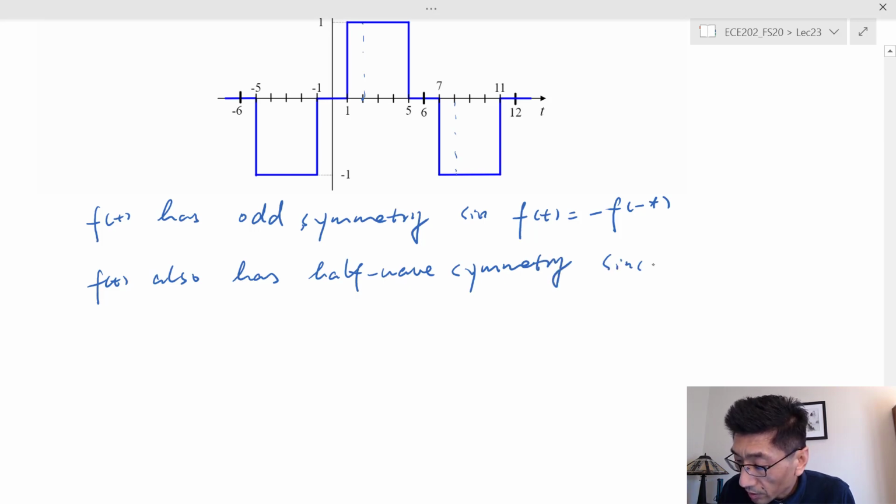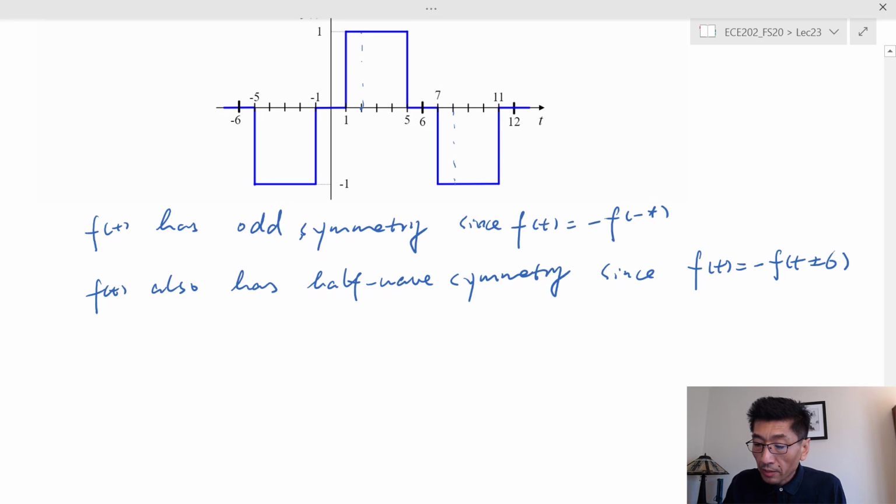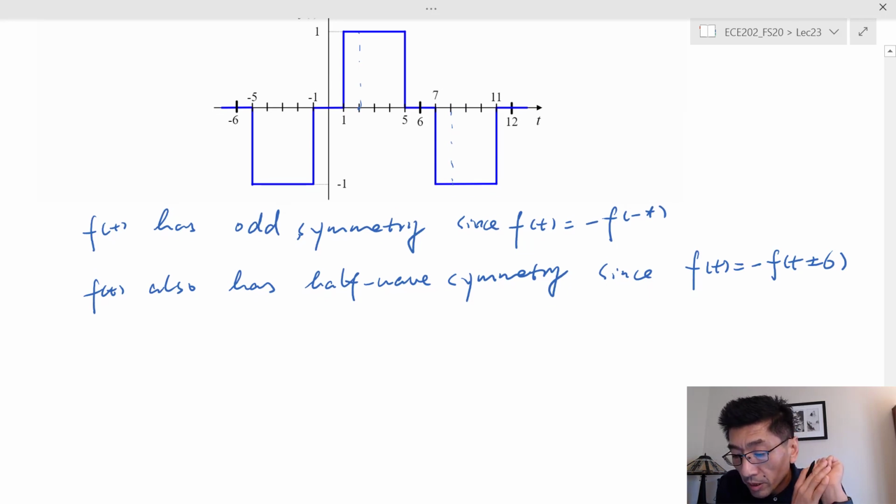since f(t) is equal to negative f(t plus or minus 6). 6 is a half waveform, a half of the fundamental period, right? So based on that, this one here is the odd, so it will eliminate all these A's, right? A0 and An are going to be equal to 0, and n is from 1 to infinity.